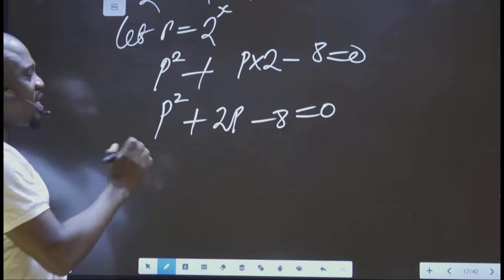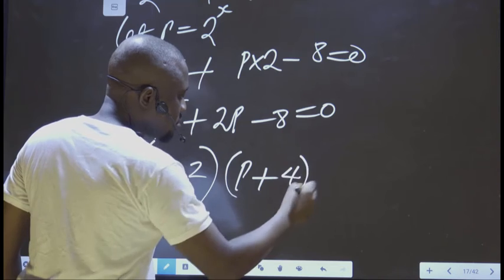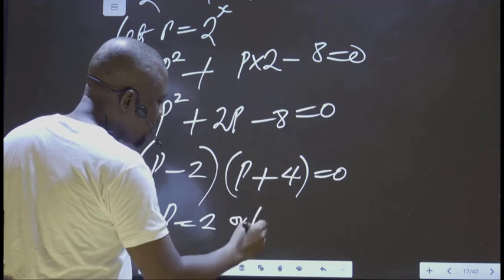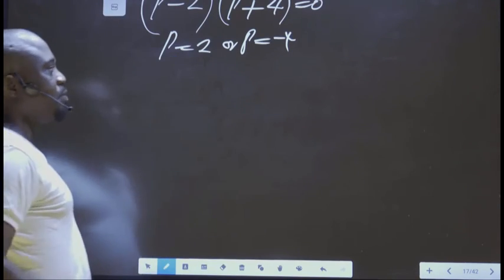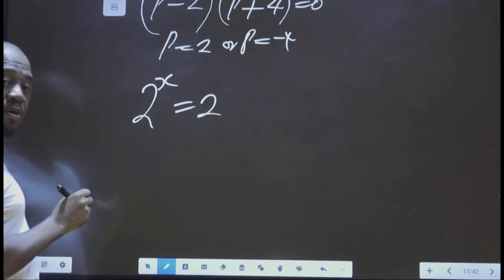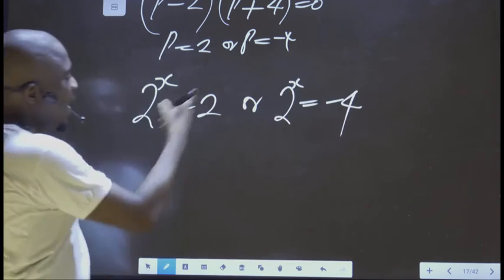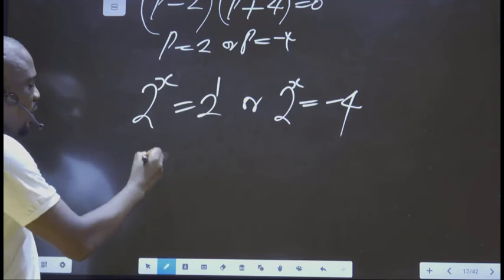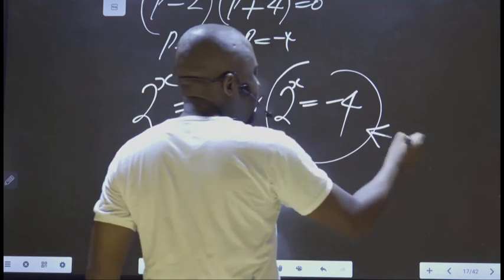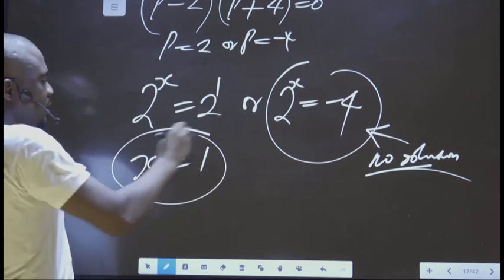So p raised to power 2 plus 2p minus 8 is equal to 0. If you work on this now, you have p equals 2, or p equals minus 4. So what is p? p is 2 raised to power x, or minus 4. Here, you agree with me, this is 2 raised to power 1. So x here is equal to 1. What about this? We can't go beyond this. So we can simply say here now, no solution. So the only possible solution is this guy.